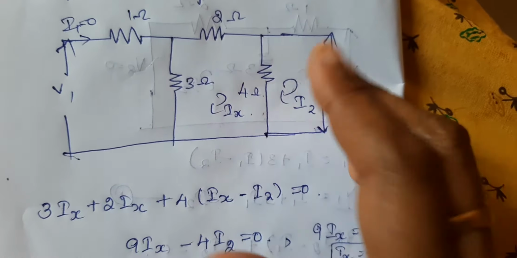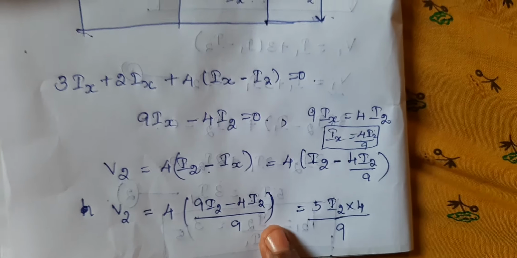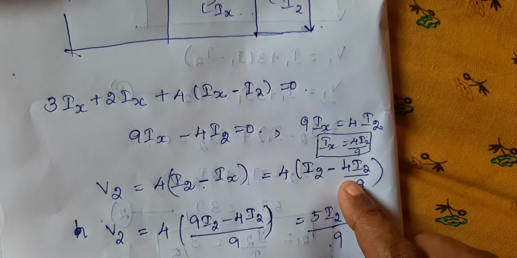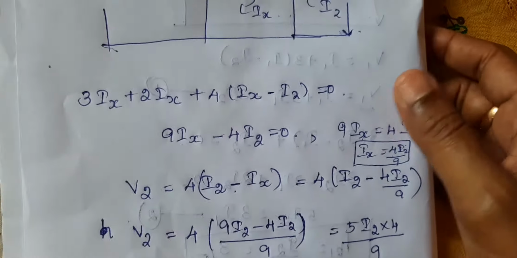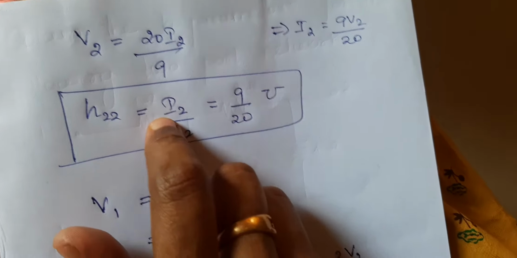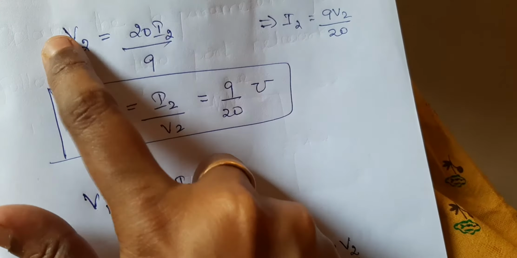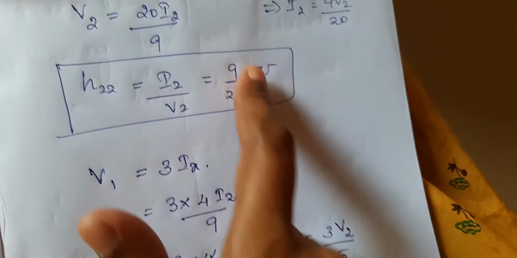Now what is the second equation? V2 equal to 4 into (I2 minus Ix). Now in place of Ix substitute this value and take the LCM. You get 5I2 into 4 by 9. What do we need? We need I2 by V2. So when you take V2 to the other side, we get 9 by 20.